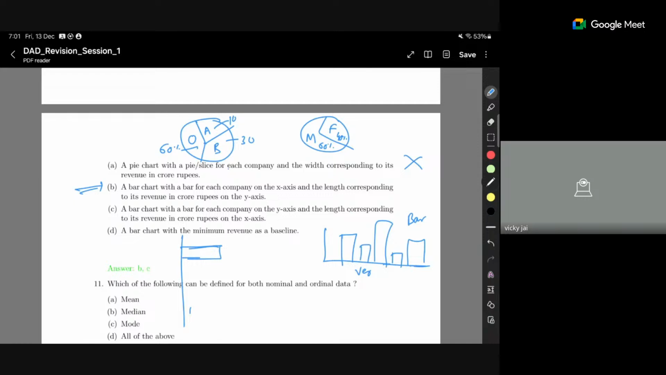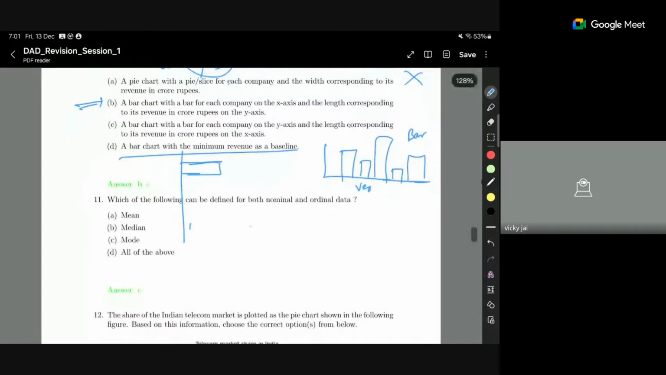A bar chart with minimum revenue as a baseline. So what does it mean by that? Let's say company A has 700 crores revenue. Company B has 500 crores revenue. Then let's say another has 800 crores, right? So this is data which is starting from zero. So this is my starting point, zero.